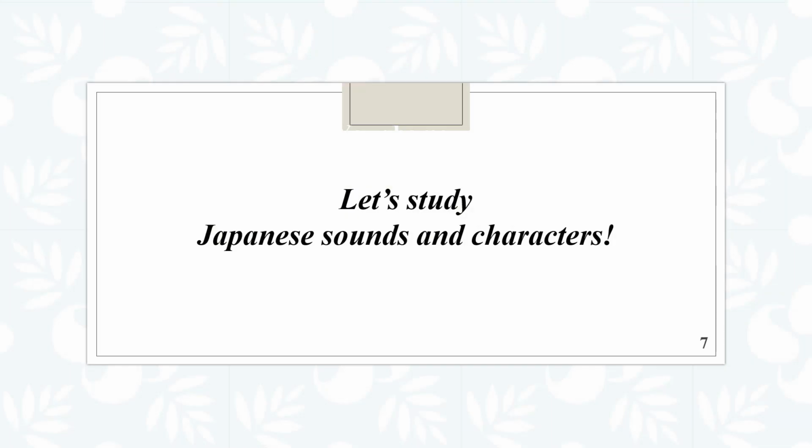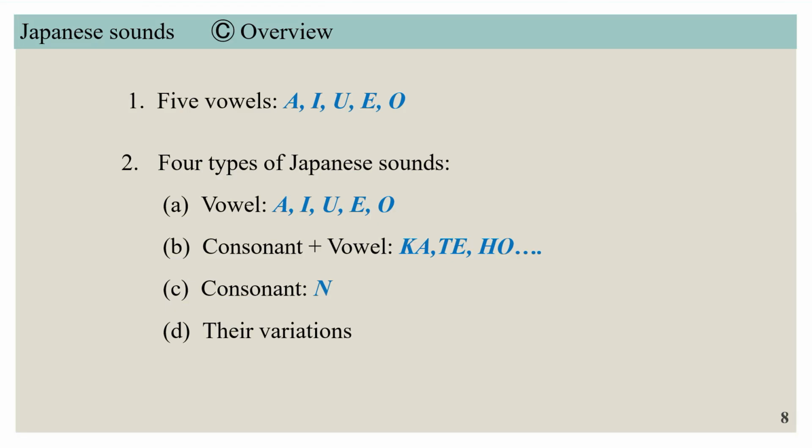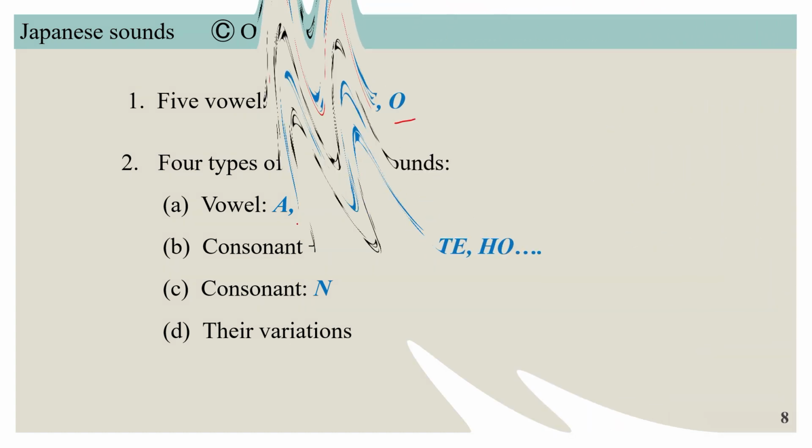Okay. Now, let's study some Japanese sounds and characters. Here you can see five vowels. In Japanese accent, we will say A, I, U, E, O. So, you know, there are four types of Japanese sounds: vowel, consonant plus vowel, consonant, and their various sounds. So, as you can see, vowels A, I, U, E, O. In English we say E, in Japanese we say I, and for the other we say E.